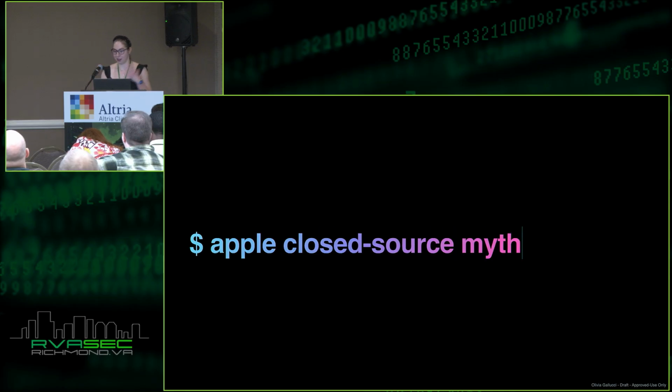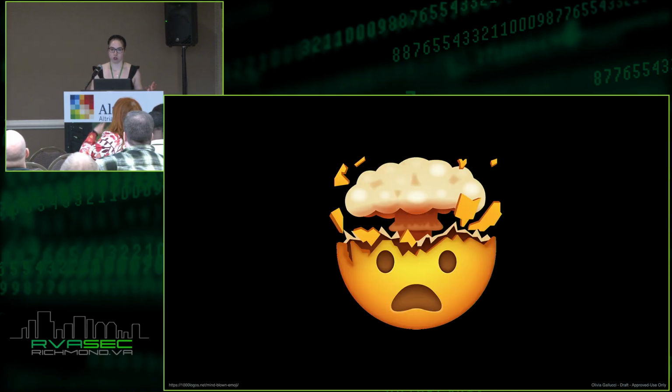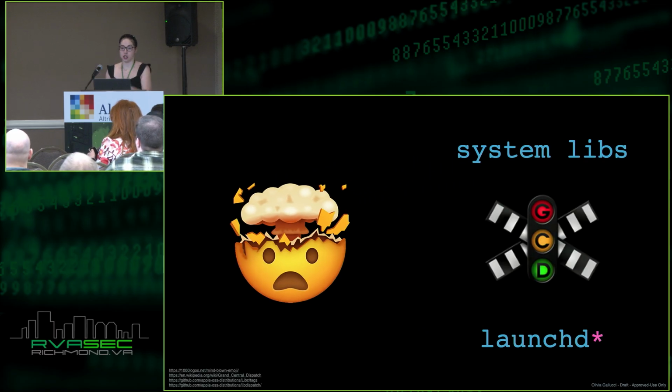Now, I want to address the elephant in the room, which is Apple's secrecy. And its secrecy is problematic for a number of reasons, but it's a myth that Apple's 100% closed source. A large chunk of macOS and iOS is actually open source. Apple publishes the XNU kernel, system libraries like libc and libdispatch, daemons like launchd, and various other things. Anyone can go online and read the code that runs on a Mac or iPhone.